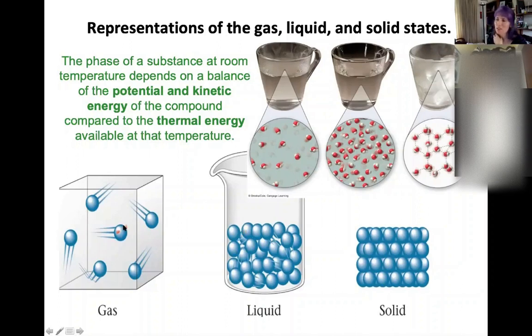But in the gas phase, those particles are so far apart, there's no interaction. They're just flying around like they're by themselves. So they have essentially no potential energy. All of their energy is kinetic, the motion.